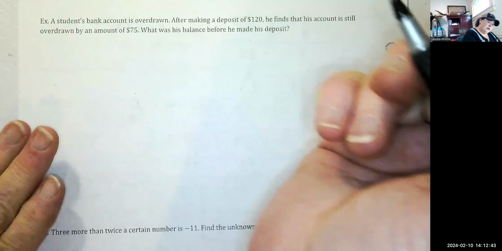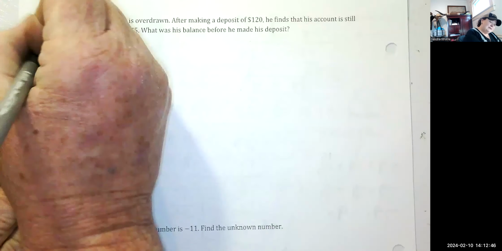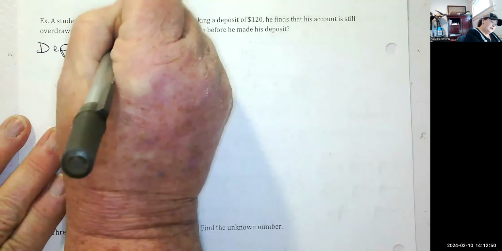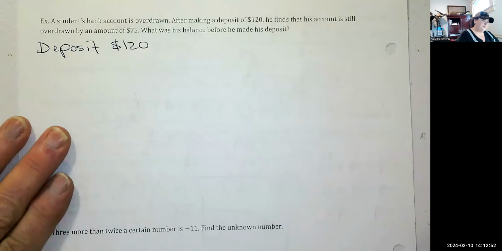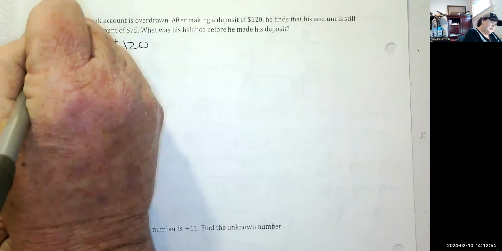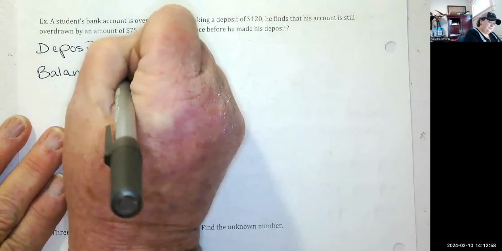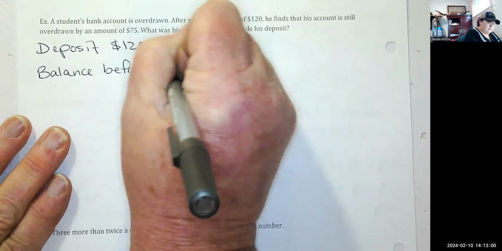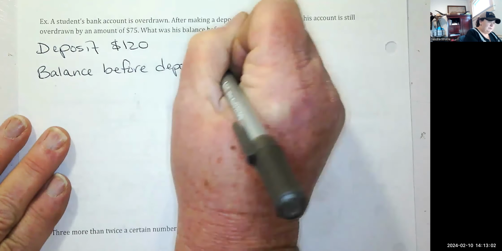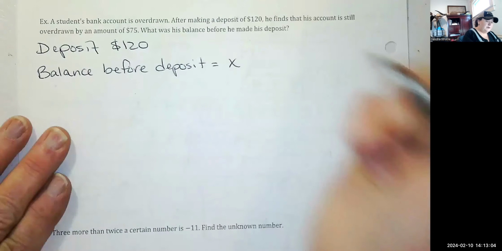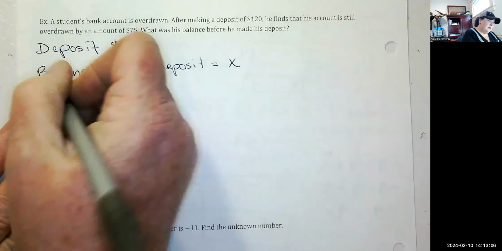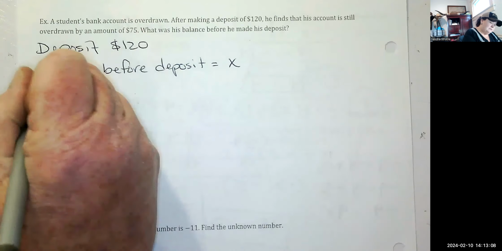Okay, so I'm just going to write down some things. There is a lot happening here. Deposit of $120. A balance before the deposit. I'm going to label that as X because we don't know what it is. All right, that's our unknown. And then balance after deposit.